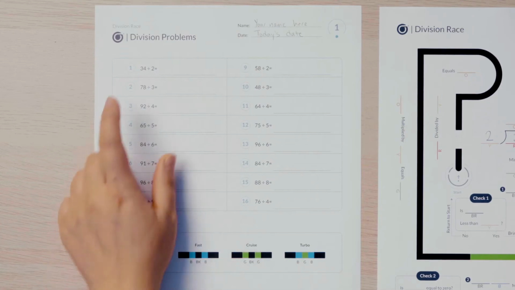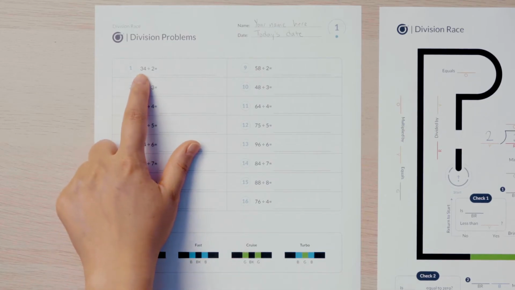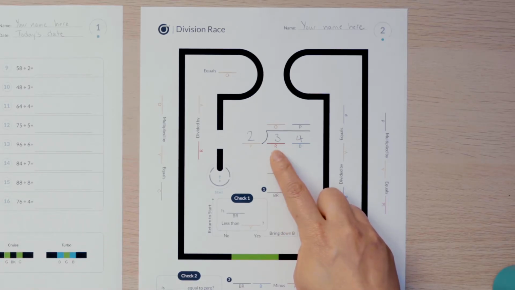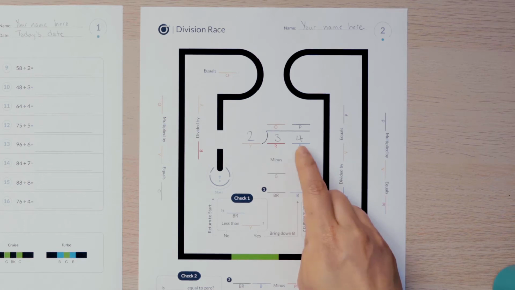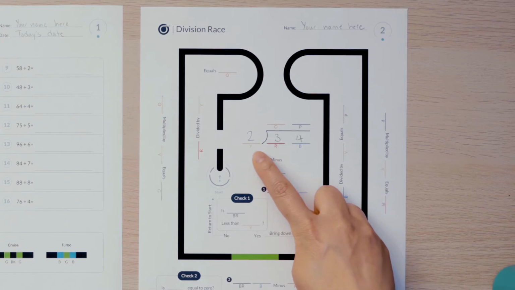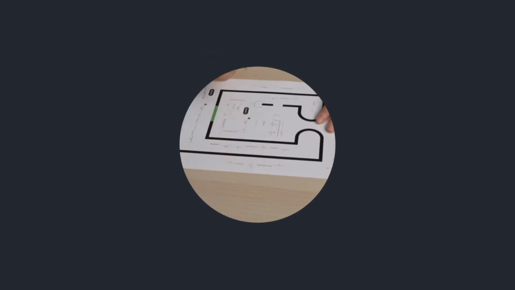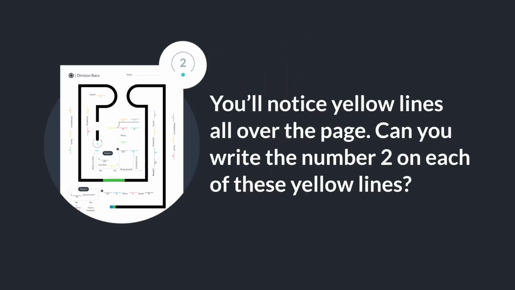The division problem in our example is 34 divided by 2. Please write 34 where the dividend goes, 3 on the red line in the tens place and 4 on the blue line in the ones place. Please write 2 in the divisor's place on the yellow line. You'll notice the yellow lines all over the page. Can you write 2 on each of these yellow lines?